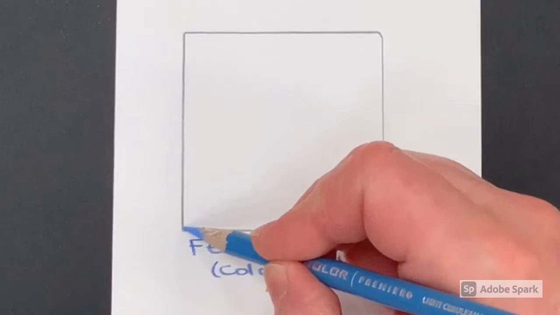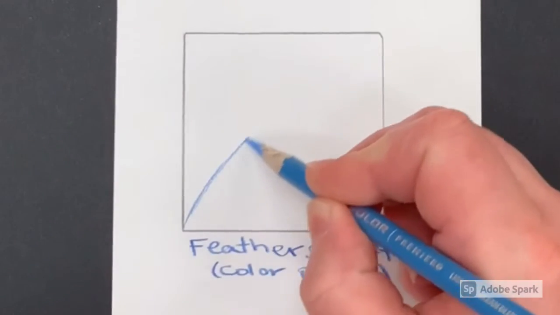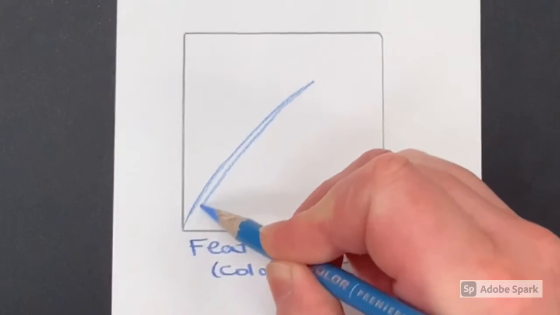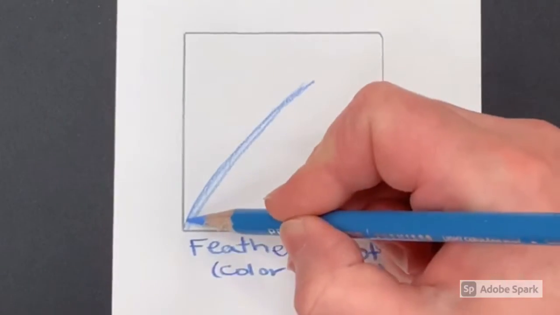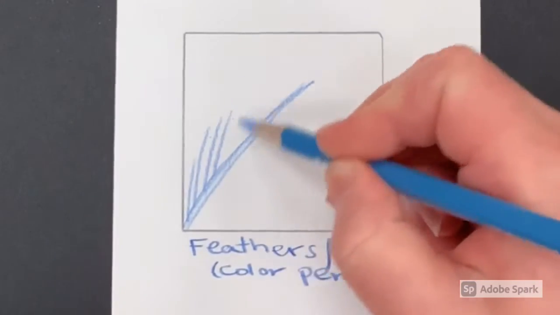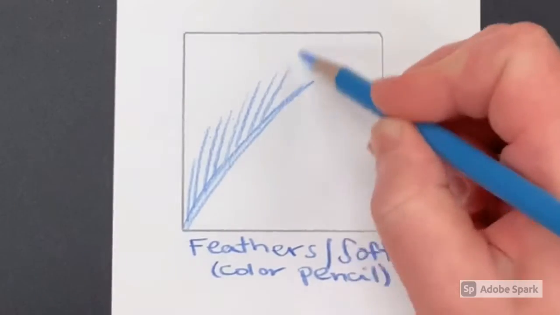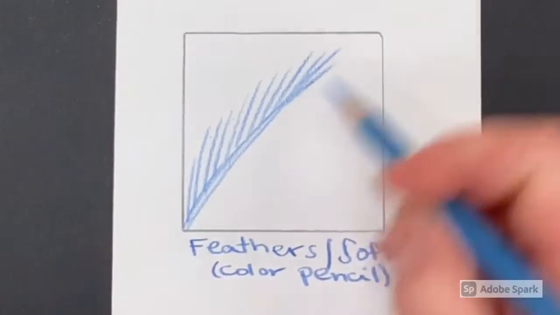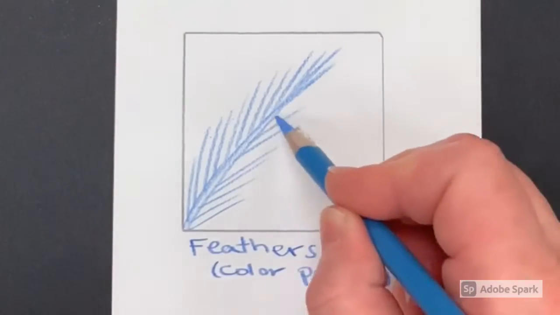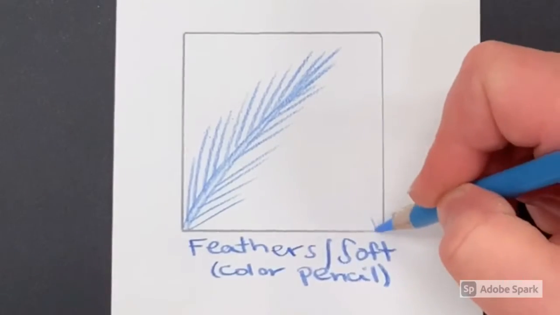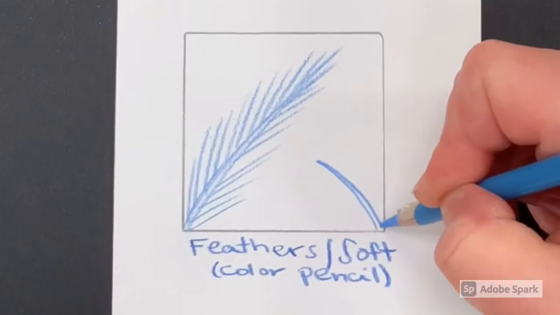For the next implied texture, we're going to draw feathers for soft. You're going to start with a quill and then just lightly shade in the quill, which is the center of the feather. Then using your pencil, you're going to press hard and lift up to create the feather texture. It's recommended that you use color pencil for this texture and start with a lighter color pencil of choice.